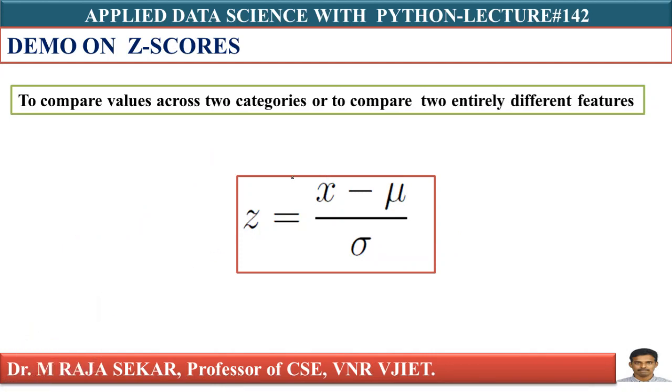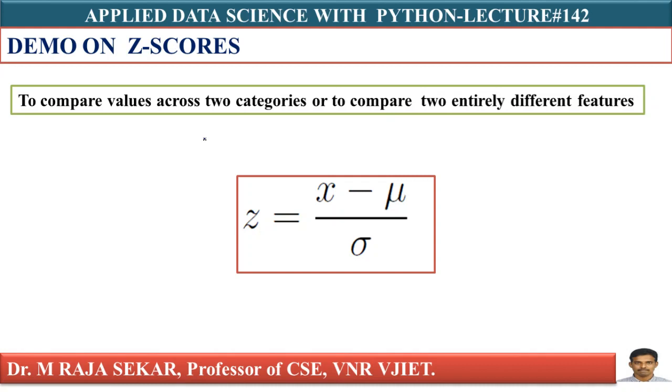You can understand if you convert a normal distribution into a standard normal distribution, whose mean is 0 and standard deviation is 1. Those things I discussed. Anyway, we will try to demonstrate this. With the help of Z-scores, you can easily compare values across different categories or even different features.